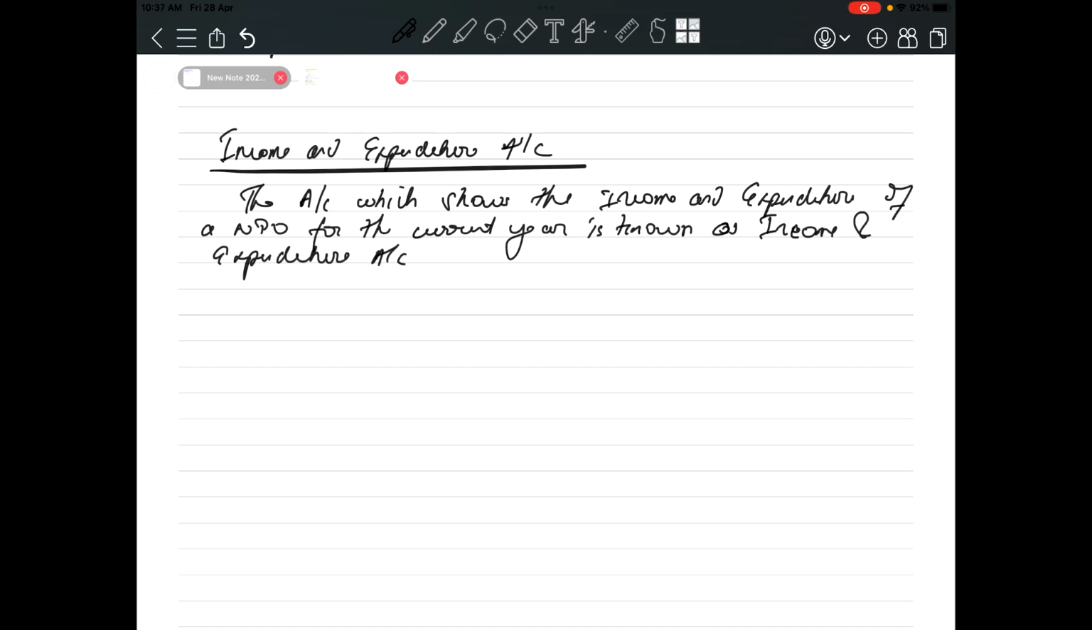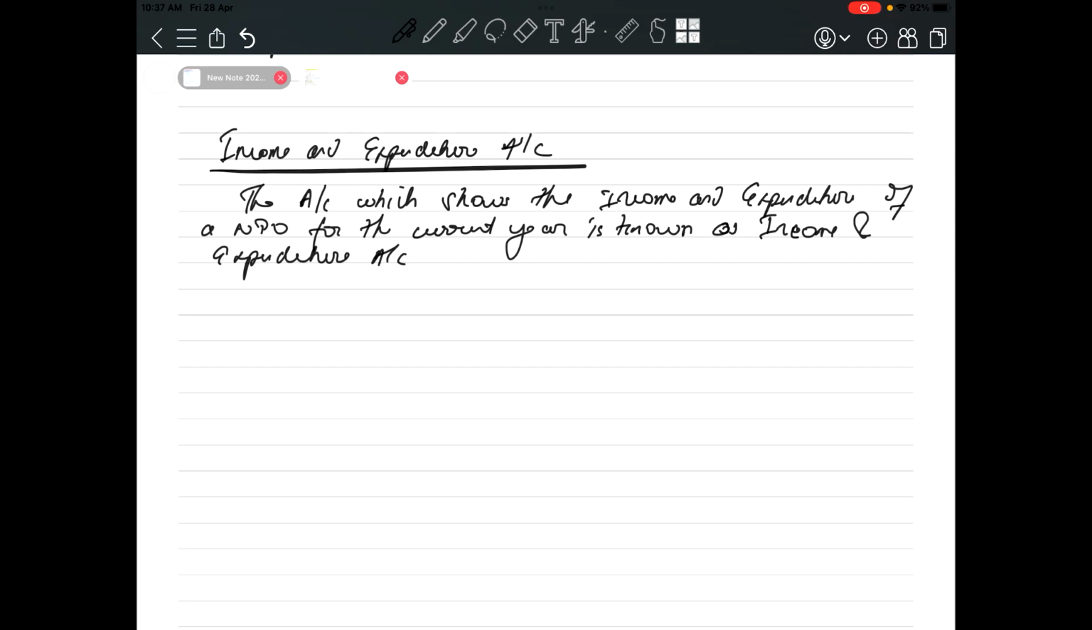We used to prepare profit and loss account in case of profit oriented companies. So what is the main motive of P&L account? To find out the net profit. The profit and loss account tells us the expenses and income of the current year. Similarly, in case of NPO, income and expenditure account will show us the income and expenditure of the current year.